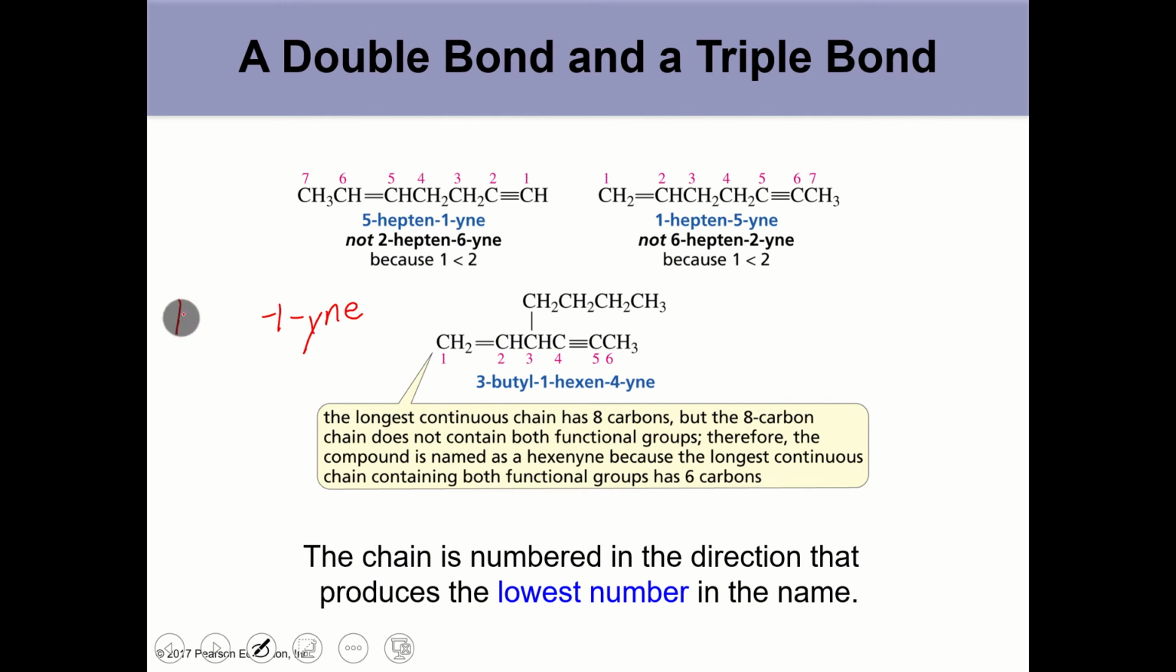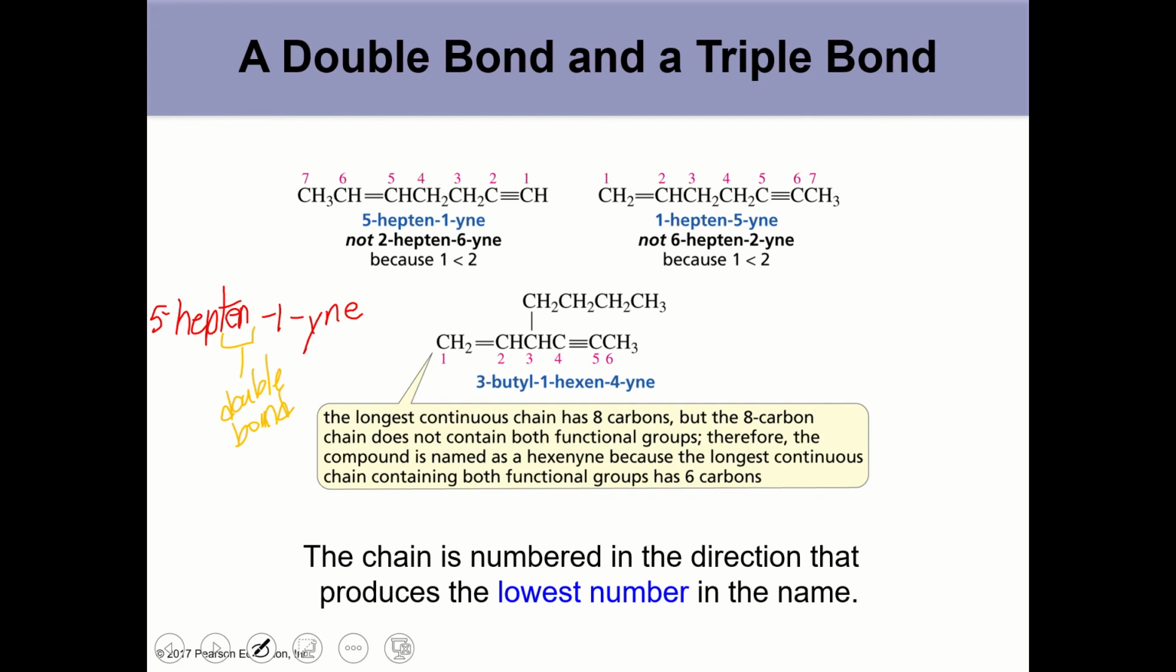So 7 carbons, hept, and for the alkene, en. So the en is for the double bond. But we also have to know where the double bond is located. And so before the hept, indicating the 7 carbons, put the carbon number of the alkene, 5. So then this molecule is 5-hepten-1-yne.